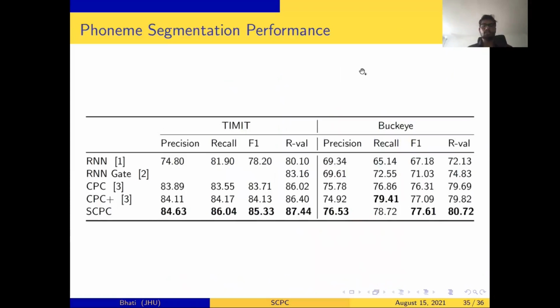We use our segmental contrastive predictive coding, or SCPC, framework for unsupervised phoneme segmentation and unsupervised word segmentation. We evaluated on the TIMIT and Buckeye datasets, and as you can see, our model outperforms the existing methods on both datasets. If you look at the CPC plus sign, it's even more interesting. CPC plus is essentially the CPC model, but trained with additional data from LibriSpeech, and SCPC is able to outperform a model that has been trained with significantly higher amounts of data.